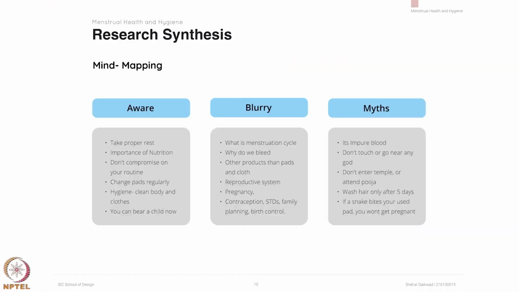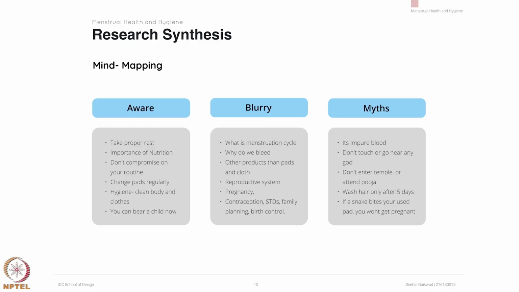Then what girls were aware of: taking proper rest, the importance of nutrition during these times, not compromising on your routine, changing pads regularly. So basically all hygiene and nutritional information they knew, plus they knew that you can become pregnant after menstruation. But the blurry thing was what the menstrual cycle is and why it occurs. Then what other products than cloth pad and sanitary pads exist. Then how reproduction occurs, what the reproductive system is, contraception, STDs, family planning, nothing.